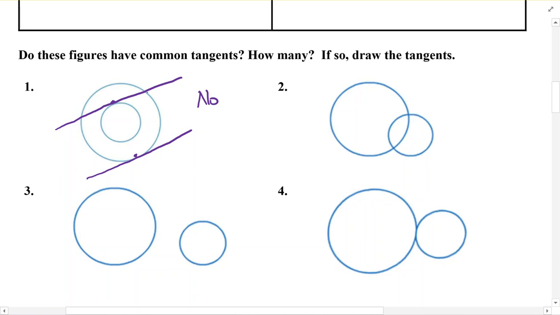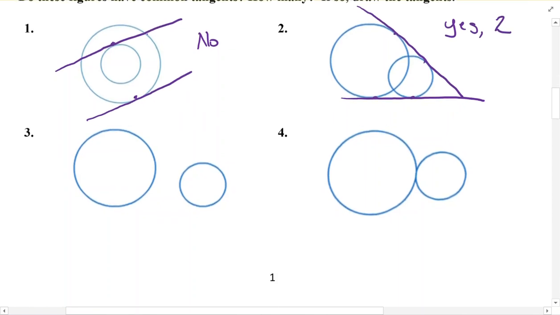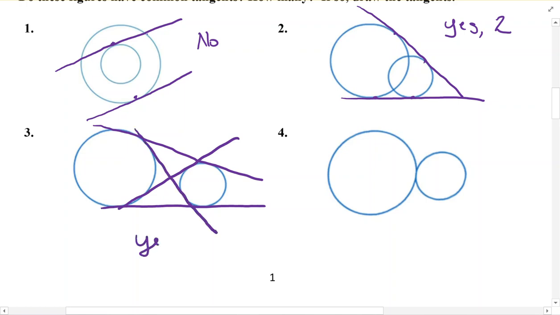In the second diagram, I can draw a tangent that intersects the two circles this way, and I can draw another tangent that intersects the two circles this way. So this one, yes, it has common tangents, and it has two. In the next picture, once again, I can intersect this way, I can intersect this way, but I can also have a common tangent that goes like this and like this. So this one's yes, it has 4 common tangents.